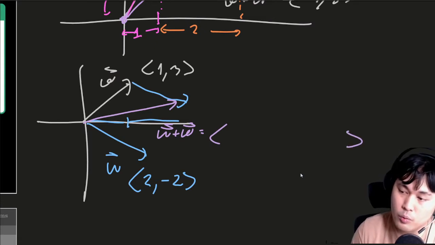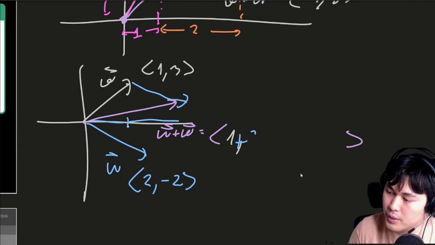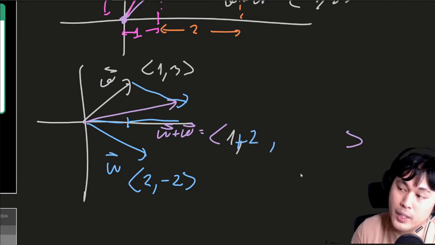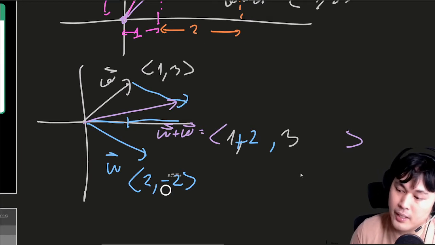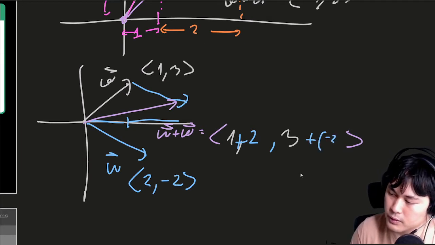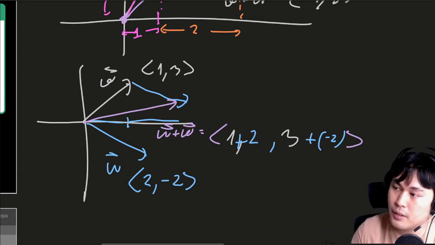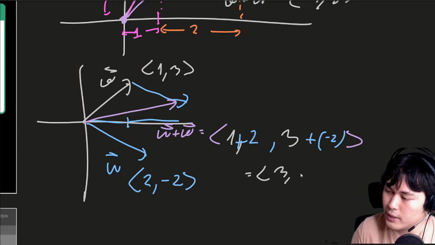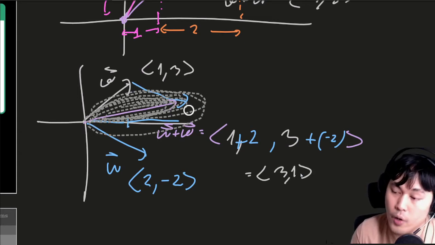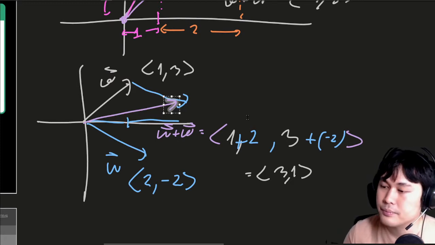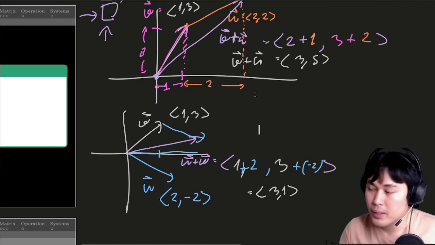So you walk 1 step to the right and then 2 steps to the right. So that's 1 plus 2. And then for the y coordinate, you walk 3 steps up because it's a plus, and then minus 2, so you walk 2 steps down. When you add this all together, you get 3 and 1. That's the result. That's the purple vector, if you combine these two vectors together in this way.